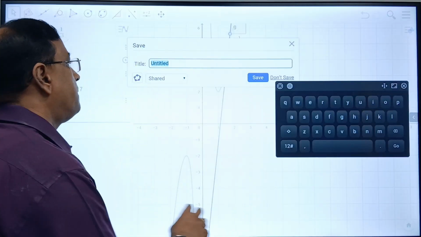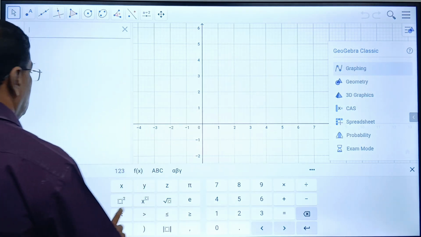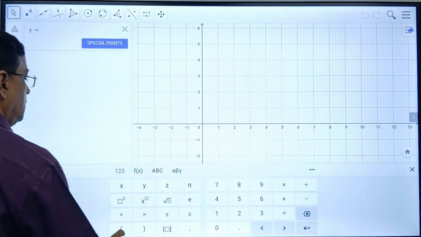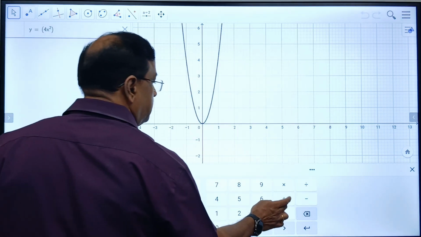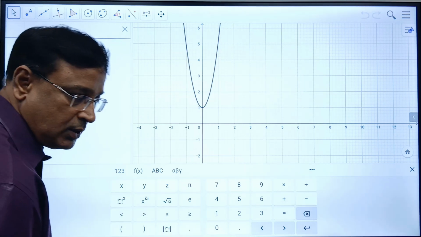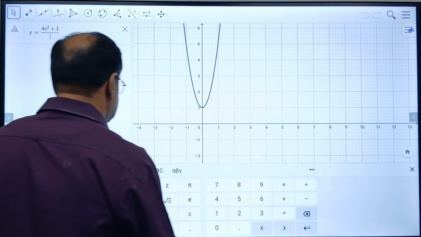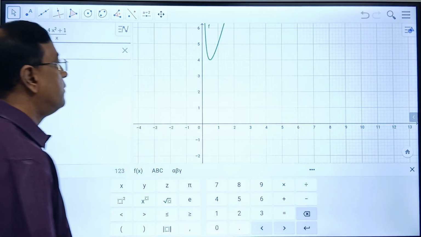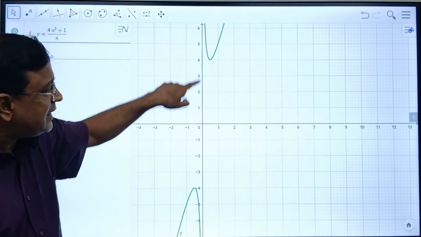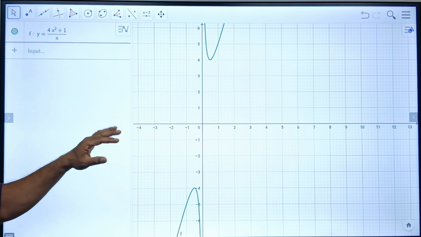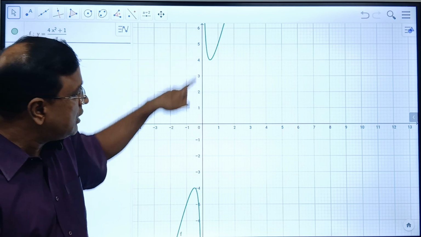Just a second. So my function is y equal to 4x square plus 1, 4x square plus 1 divided by x. So this is the graph. And let me close this for you to visualize. See, again, it is exactly like the previous. In fact, both the curves are almost the same because, and you see, the function is not defined at 0 and there is no graph at 0.